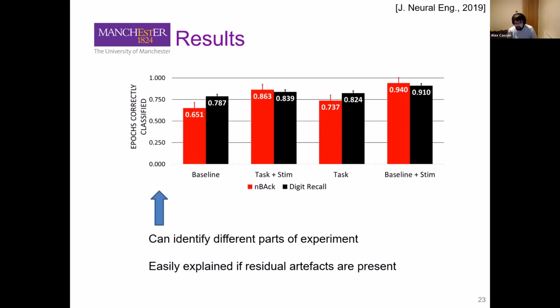And what we see is that if we split into 4 classes, comparing baseline to baseline plus stim, and task to task plus stim, we can separate those classes with pretty good accuracy. And we kind of expect that, right? Doing a working memory task gives you different EEG compared to baseline. And of course, when you stimulate, you can separate that out, because this is after cleaning. If there were loads and loads of residual artifacts left, they'd pop out, and it'd be dead easy to recognize them and classify them as a different thing.